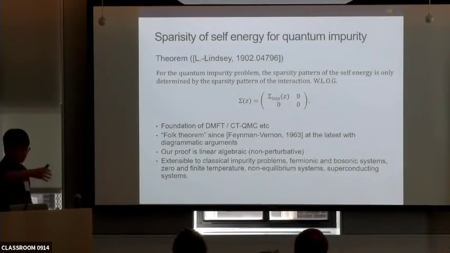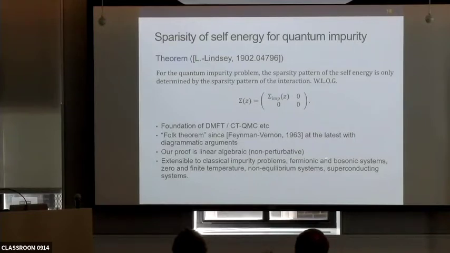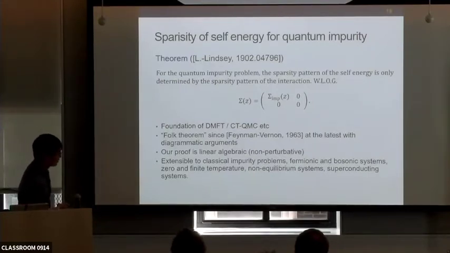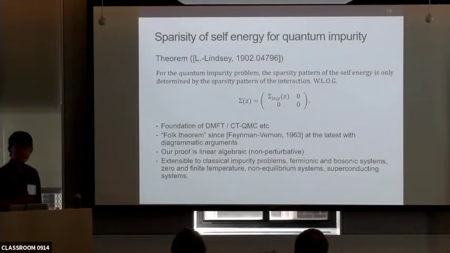The Feynman diagrams are really asymptotic, and it's actually a result you can think of as being for probability, quite interesting. And it also works for fermionic and bosonic systems at zero and finite temperature, for non-equilibrium under certain conditions, and also for superconducting. So it's a very robust statement.